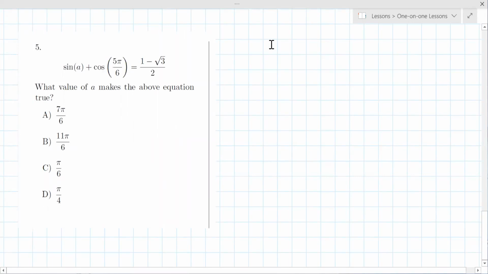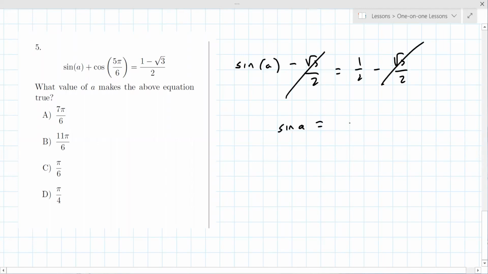Let's see this here. So go to your unit circle. What is the cosine of 5 pi over 6? Negative root 3 over 2. All right, so negative root 3 over 2 equals 1/2 minus square root of 3 over 2. So those cancel, and where does sine A equal 1/2? Then you look where it's 1/2.